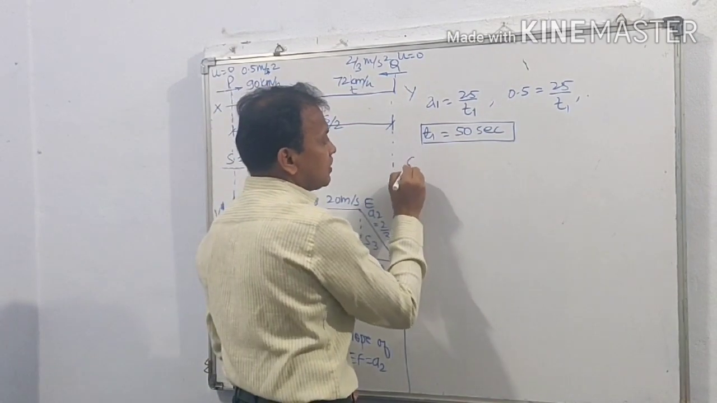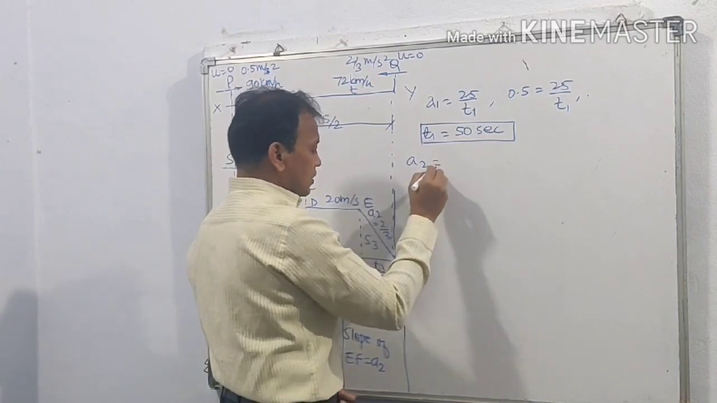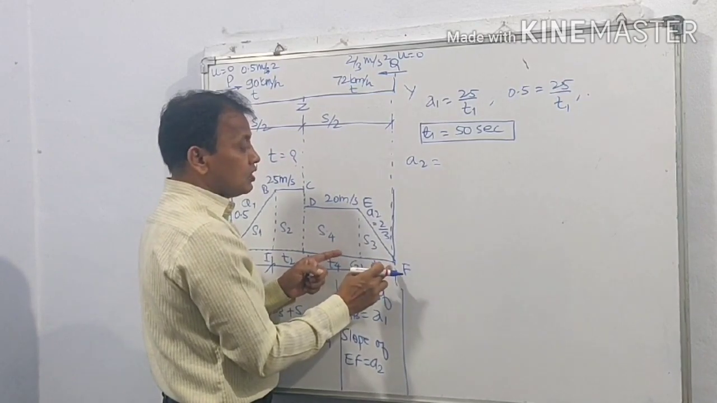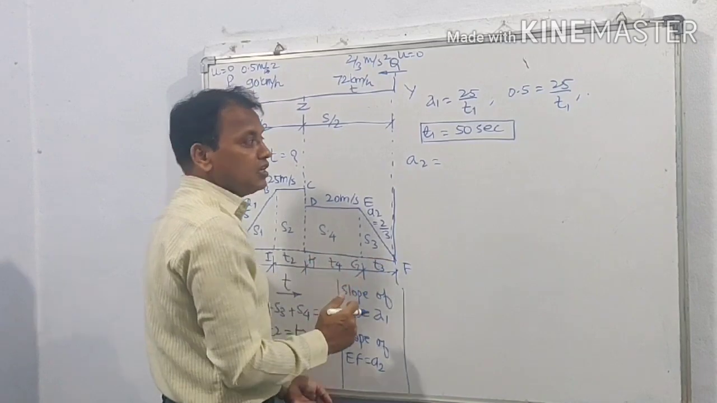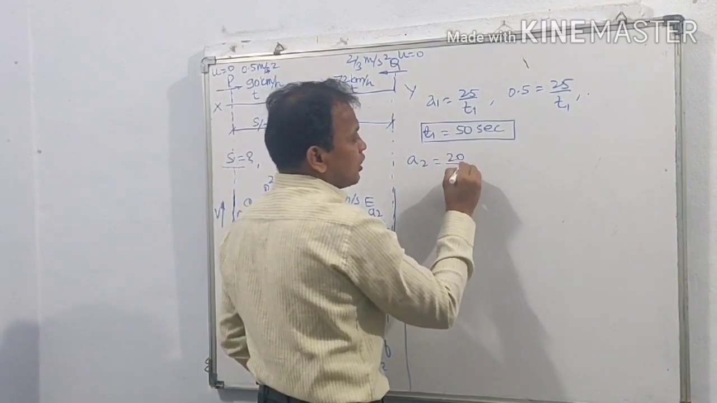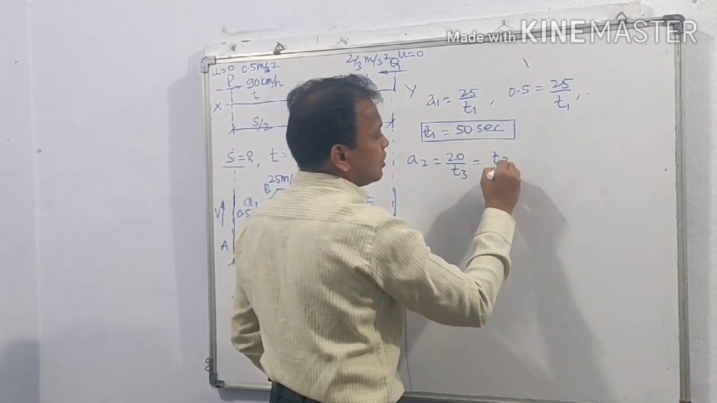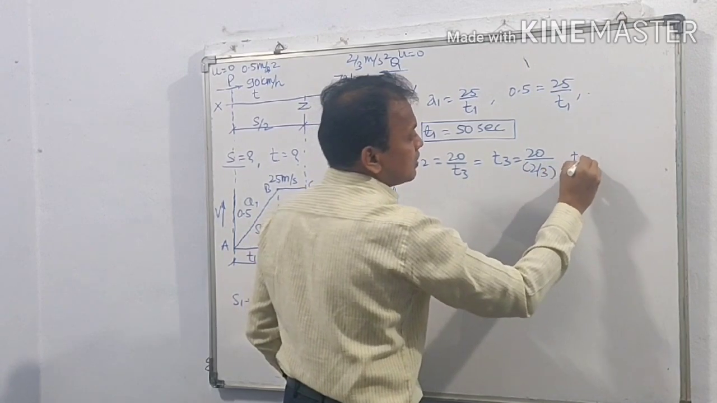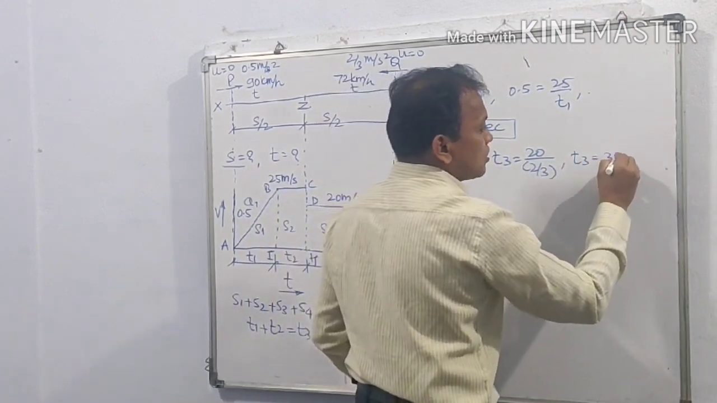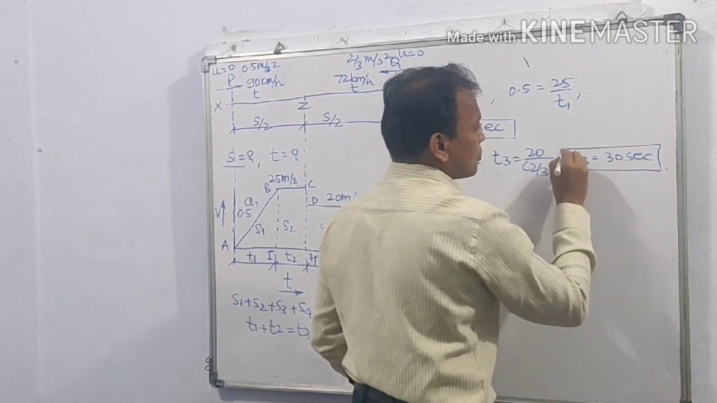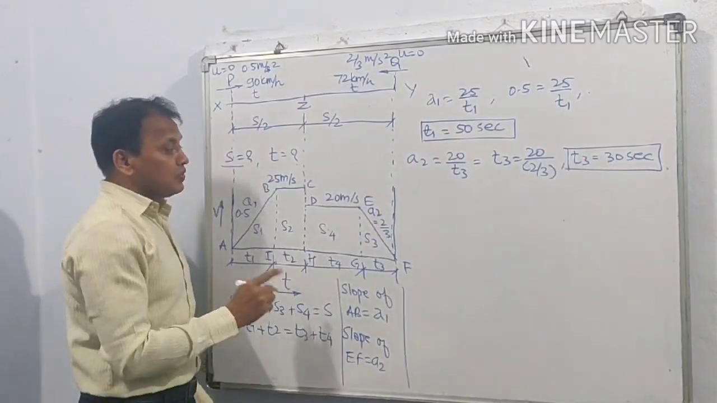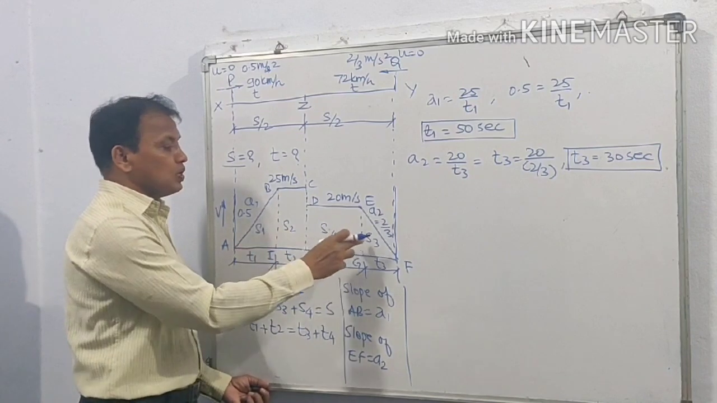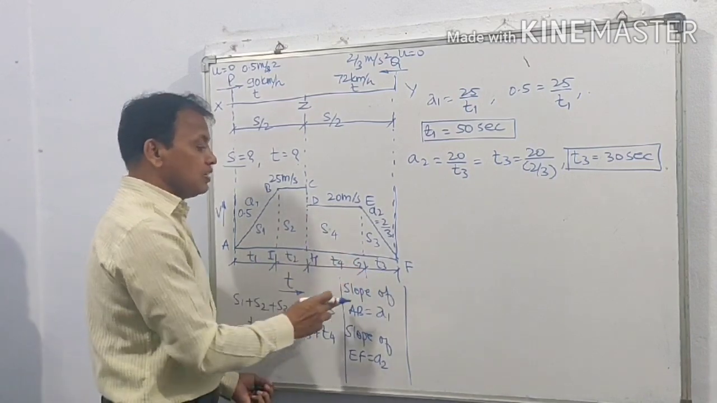So t1 is equal to 50 seconds. Similarly, A2 is equal to the slope of EF, y2 minus y1. Now this is retardation. Therefore we can write 20 upon T3 is equal to 2 by 3. Therefore T3 is equal to 20 upon 2 by 3, and T3 is equal to 30 seconds. We have calculated T1 and T3. Let us calculate S1 and S3, as T1 and T3 are known.